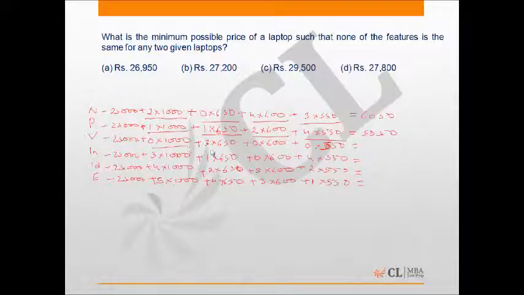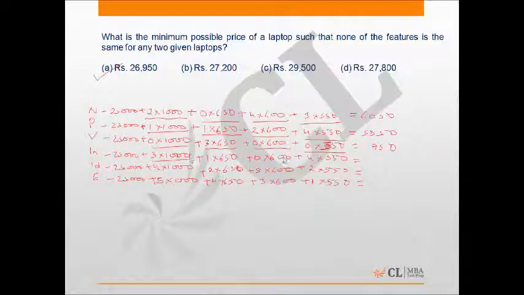This is 0, this is again 0, this is again 0, this is 3 into 650, that is 1950. On a rough look, I can say that 1950 is the least price, and 1950 plus 25,000 is 26,950, and among the options 26,950 is the least. So I know my answer is option A, that is Vostro. But for my sake of verification, I will still calculate the remaining prices.